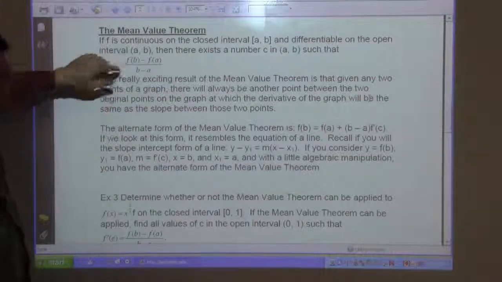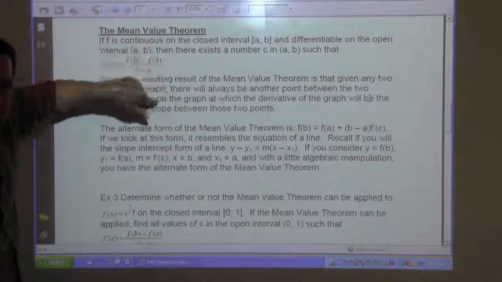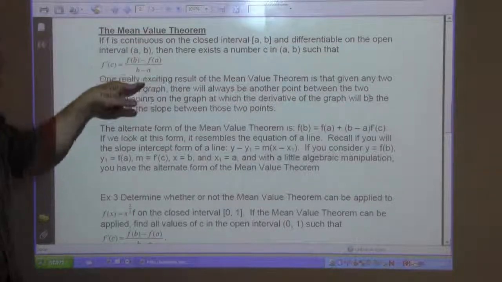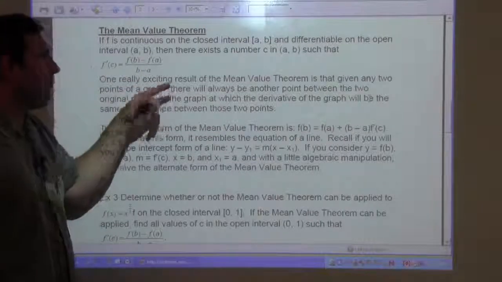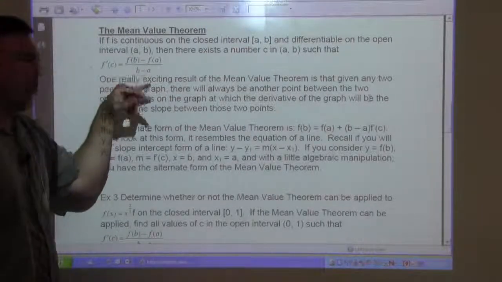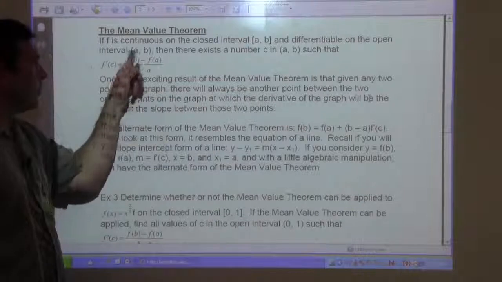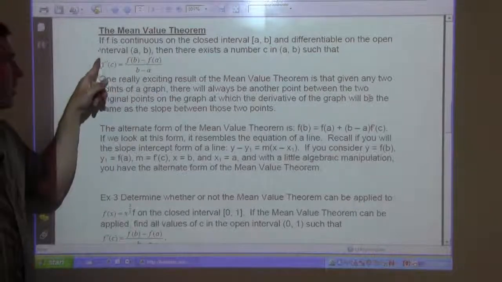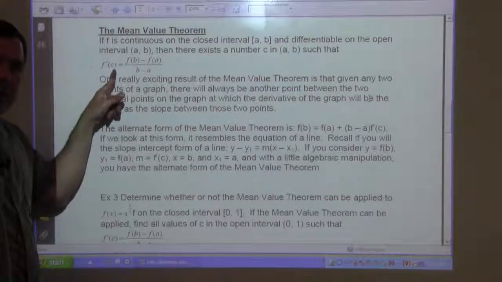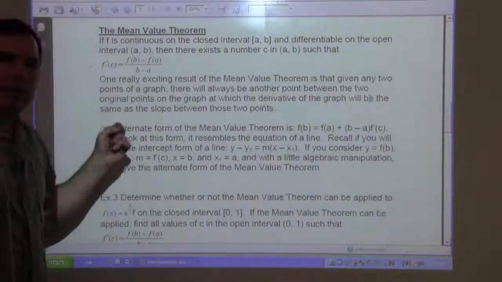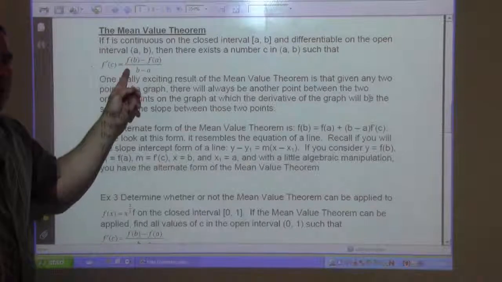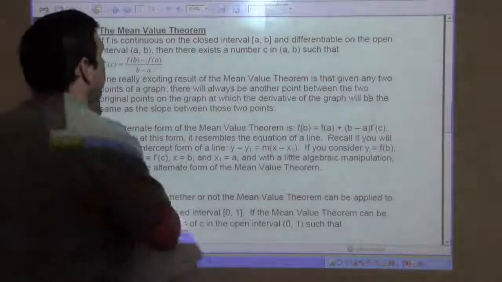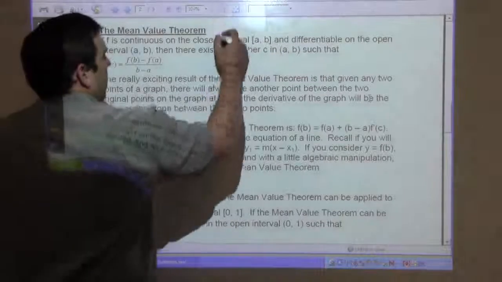Now what does this look like? This looks like the equation for the slope. This is the slope between 2 points. So if you have 2 points, a, f of a and b, f of b, there's your slope. We're saying that there's a place c between a and b where the derivative will have the same value as the slope going through those points. That's what it says. Really kind of cool, I think. And one way to visualize this.